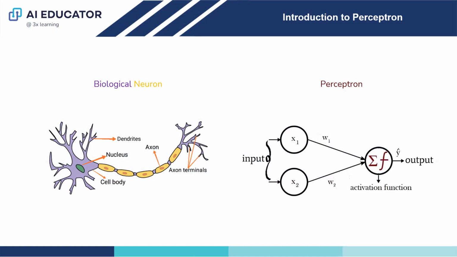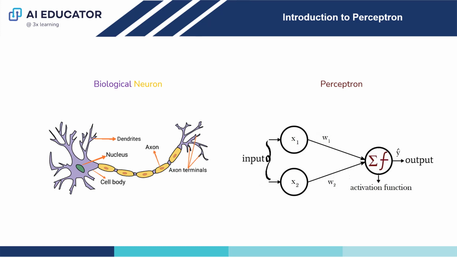A single artificial neuron is called a perceptron. As we have learned earlier, the perceptron was inspired by the biological neuron. The perceptron has three major parts: input, activation function, and output.